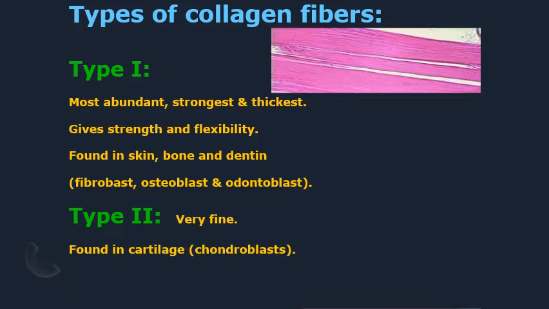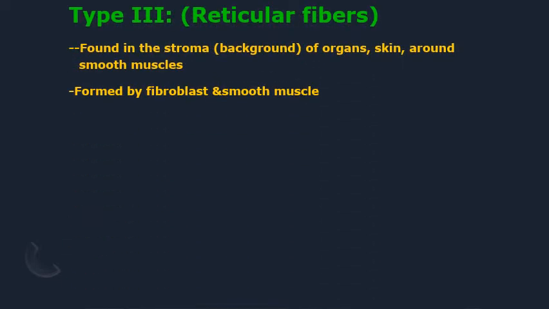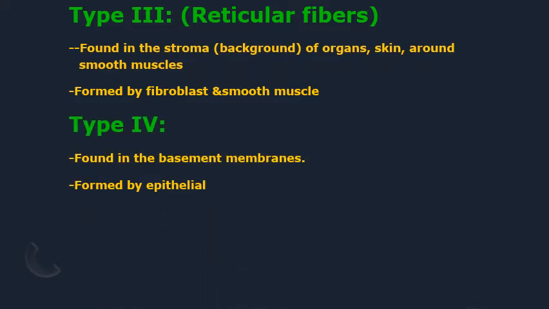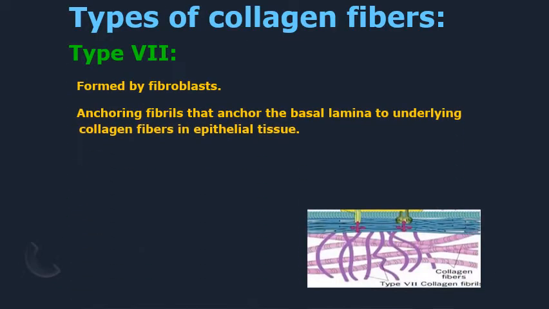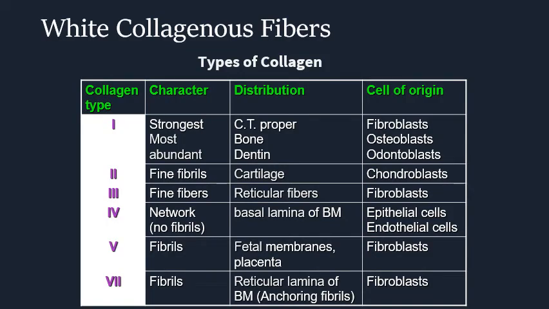Type 2, very thin, produced in the cartilage by the cell known as chondroblast. Type 3, which is the finest one, is the reticular fibers that form the background of the organs, formed also by fibroblast and smooth muscle. Type 4, found in the basement membrane, formed by the epithelium, and type 7 are anchoring fibers, anchoring the basement membrane to the underlying collagen fibers of the epithelial tissue. Here are the anchoring fibers. This table shows the character, distribution, and cell of origin for the types of the collagen fibers. Please study this table.